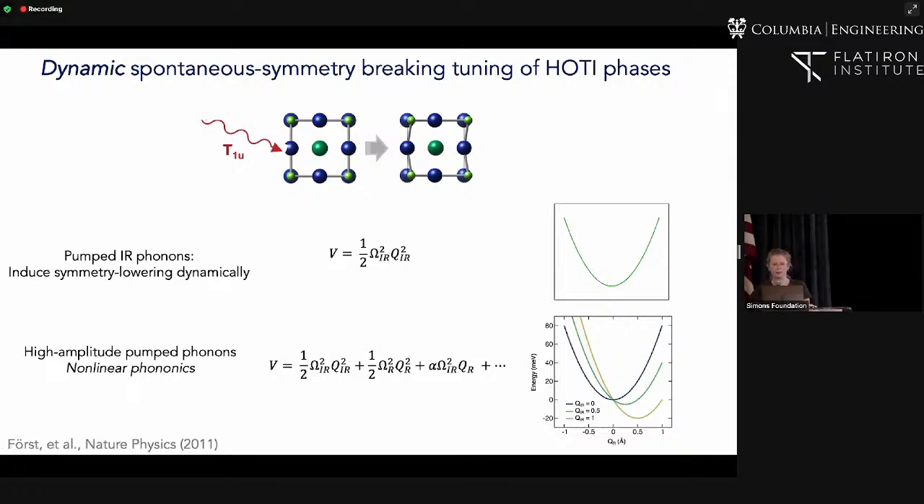But this is really interesting because this means you can dynamically induce structural changes in your system. You can dynamically induce a symmetry-adapted phonon through this sort of mechanism, and use a pump-probe experiment to actually look at it.